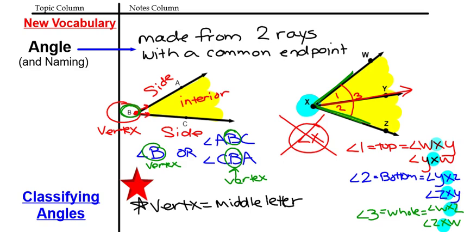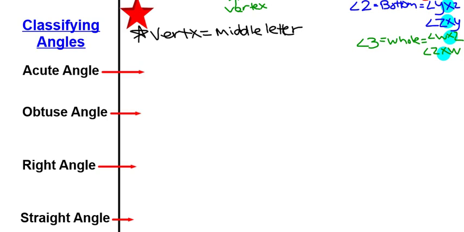Now let's move down and talk about classifying angles. When we classify angles, and you talked about this yesterday, there are four classifications that we use. Most of these are things that you've seen before, so let's go over them. The acute angle is an angle that is less than 90 degrees. So we would say less than 90 degrees.